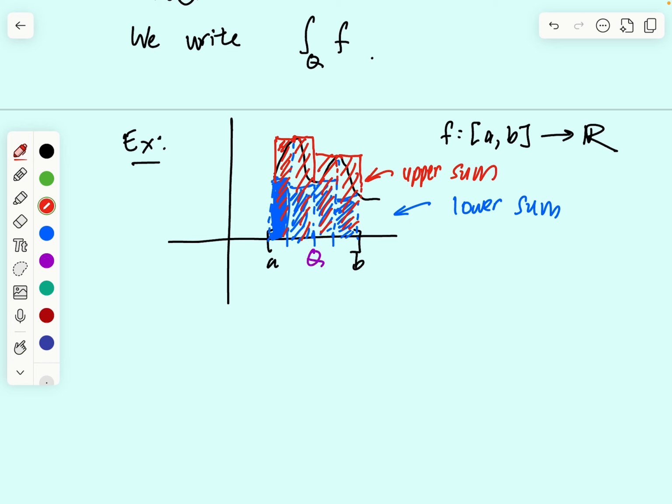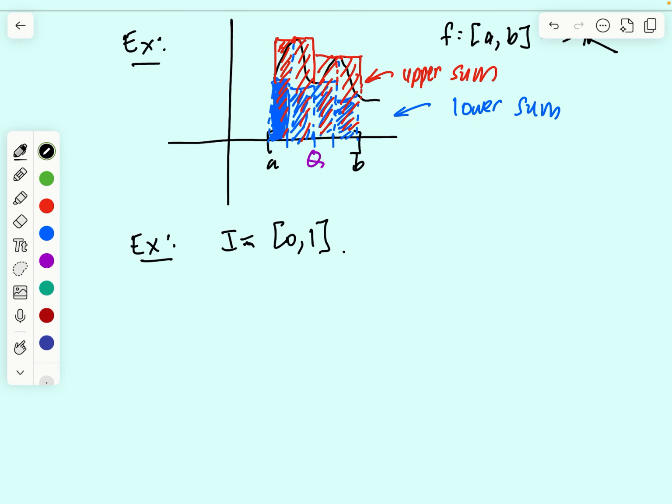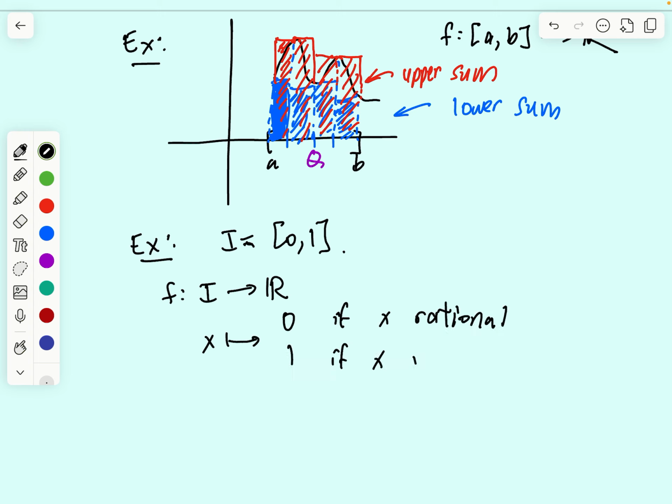And similarly, if you have a function from a rectangle in R2, you can have a similar interpretation. And let's just do an example. So suppose that we have this closed interval from 0 to 1, and we define f to be 0 if x is rational, and 1 if x is irrational.